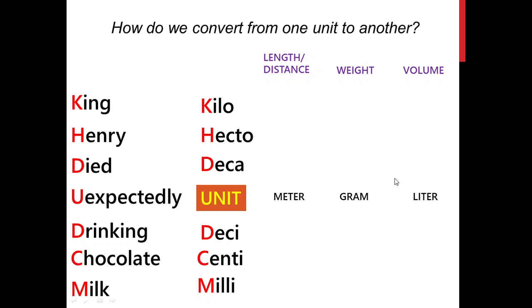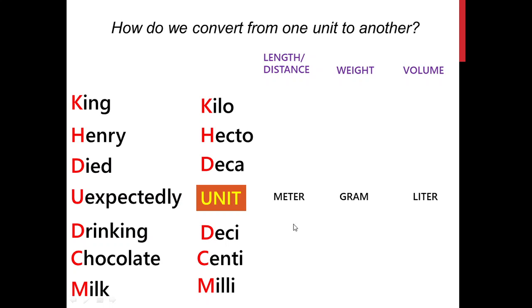Okay, now observe the location of the units of measure with respect to the number of units here. The unit of measure is in between here, right? So you have three units here and also below. Now this is very important. Again, please remember this one. K, H, D, U, D, C, M.